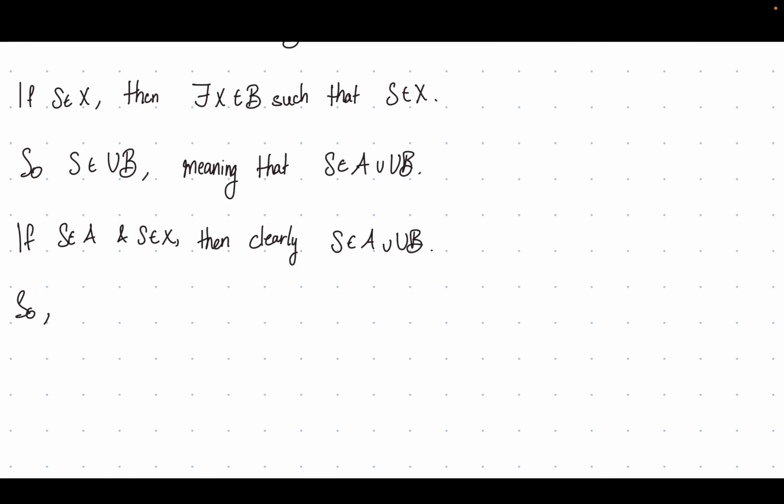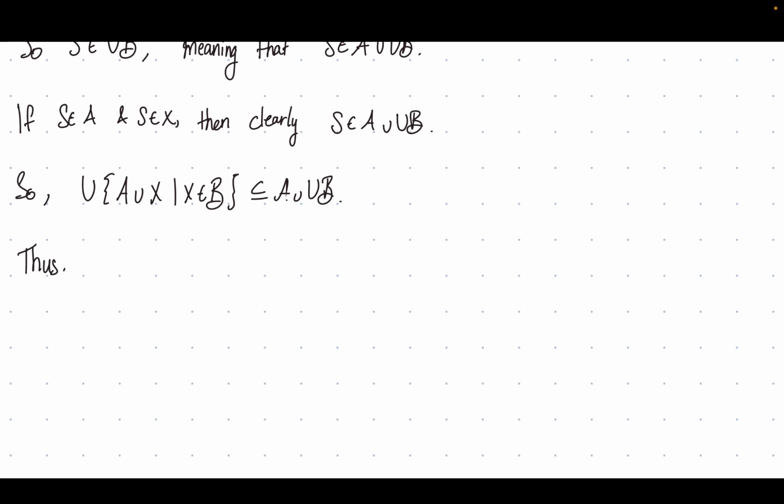So the union of A union X such that X is in B is a subset of A union the union of B. Thus, we conclude that A union the union of B is equal to the union of A union X such that X is in B. And there we go. There you have it. Thankfully, these two sets are indeed equal.